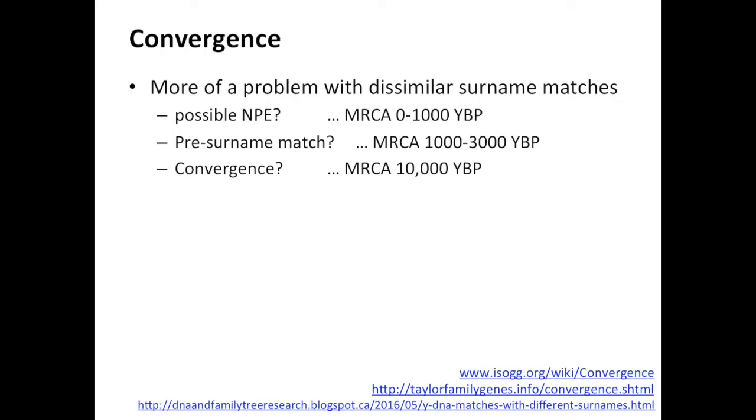Is it a pre-surname match and you're matching somebody who had an extreme lack of divergence and they are just before the origin of surnames? I think that happens very, very rarely. I think convergence is a much more common probability. And I would say if you do have these dissimilar surname matches, especially if you have 1,000 matches for an individual, 90% of them will be due to convergence, 10% might be NPEs, and I really don't believe very strongly, and I stand to be corrected, that pre-surname matches are that frequent.